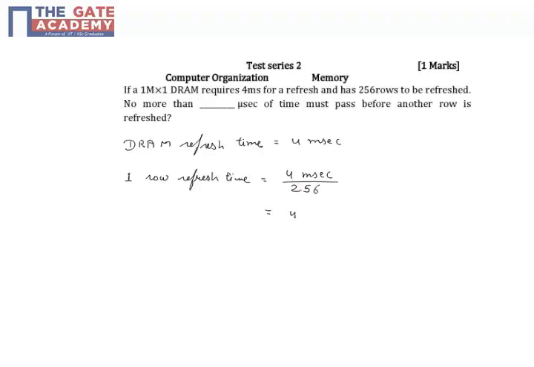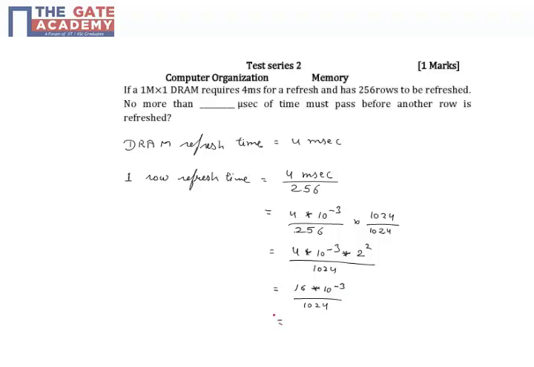So it will be 4 into 10 to the power minus 3 divided by 256. Let's say I'm just multiplying and dividing by 1024. Then it will be 2 to the power 8, 2 to the power 10. So it will be 4 multiplied by 10 to the power minus 3 multiplied by 2 to the power 2, divided by 1024, and it will be 16 into 10 to the power minus 3 divided by 1024.